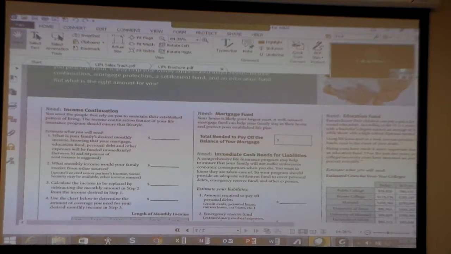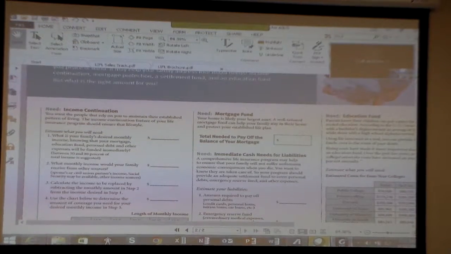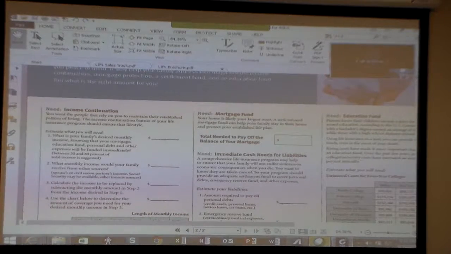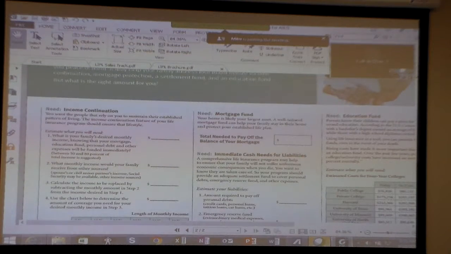I think most people know they need a mortgage fund, and it's the reason that most people get life insurance, is to pay for the mortgage if someone is gone. I don't start with the warm-up on the sales track. I don't actually like it very much. It's very cheesy, and I feel cheesy saying it. So I would start where it says identifying needs and analysis.